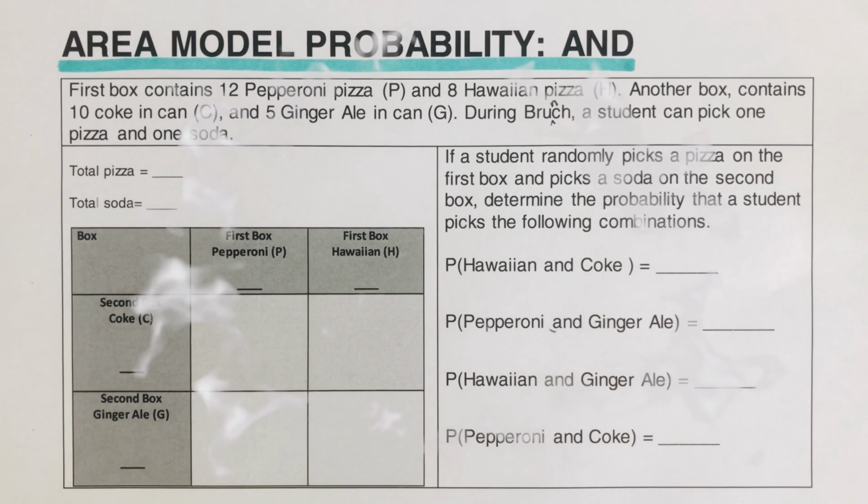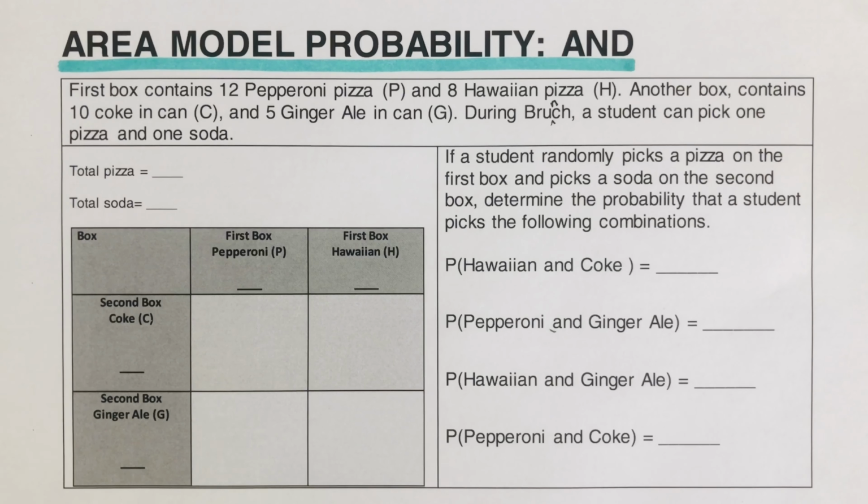Hello everyone. Today we're going to have area model probability. Area model is used to find the probability of two events happening. So let's take an example here.